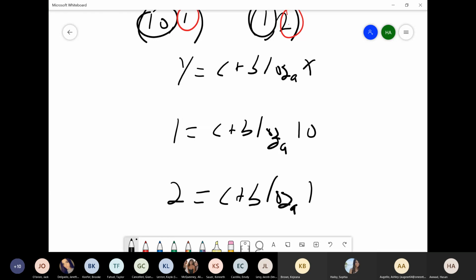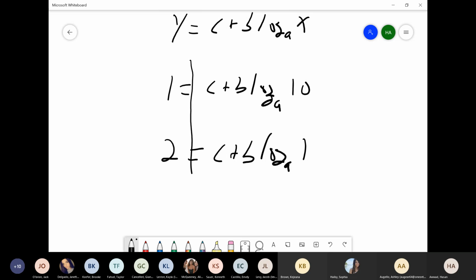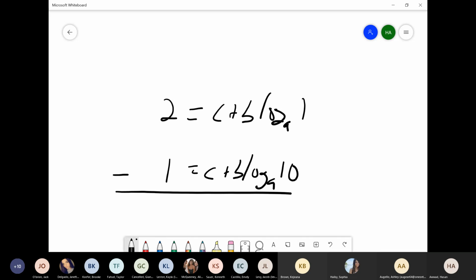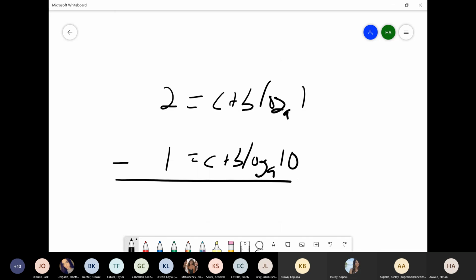So remember, subtracting equations basically just means you're lining things up in a column, right? So our y's are in one column, our C's are in another column, and the B log A terms are in the column with the B log A, right? So the idea is you're just subtracting each piece from the other piece. And because it's not written in the order that I want, I'll just rewrite this down here: y is equal to C plus B log A of 10.